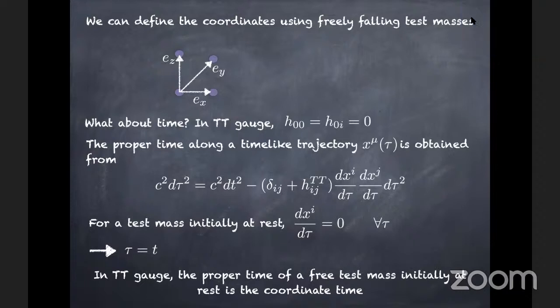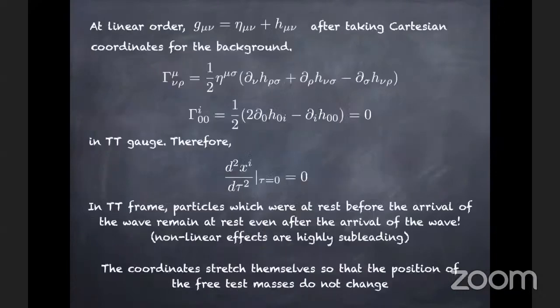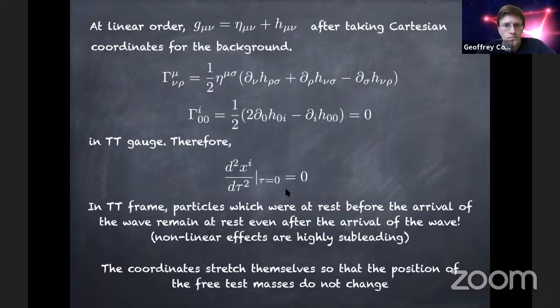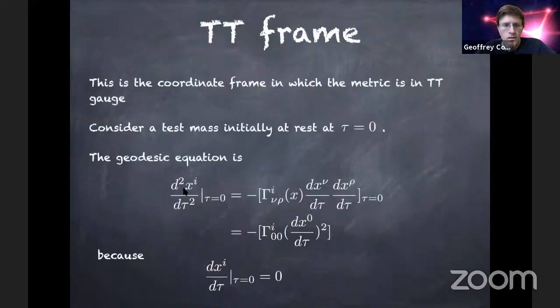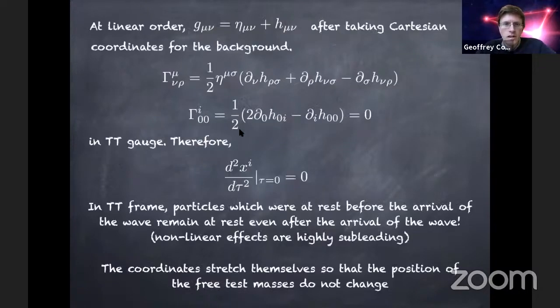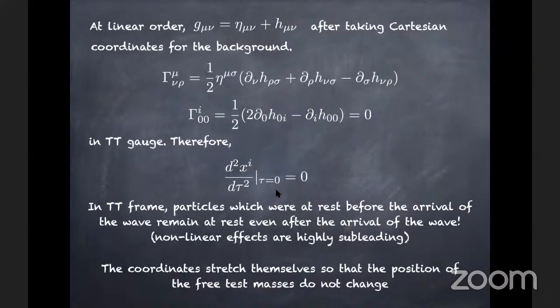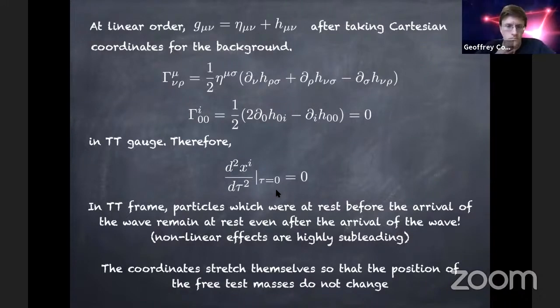Sorry, Geoffrey. Could you go back to the previous slide? So how do we see from the equations that they remain at rest? Yeah, in this equation. The geodesic equation is telling you that the acceleration is proportional to the velocity squared times gamma i00. In TT gauge, gamma i00 is zero. Therefore, the acceleration is zero, even in the presence of h mu nu? Yeah, even in the presence of gravitational waves. Okay, thank you.